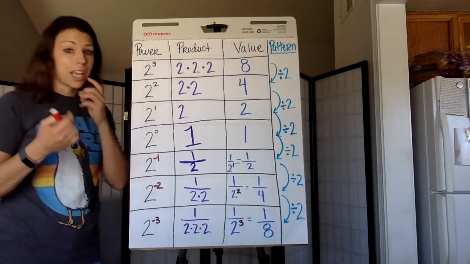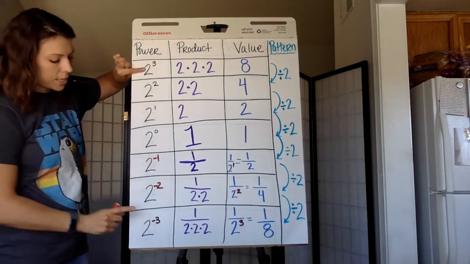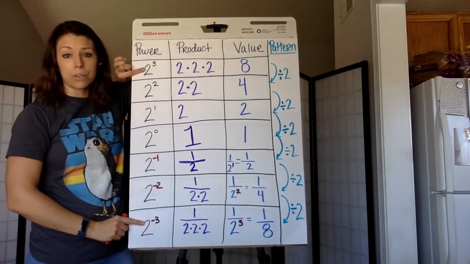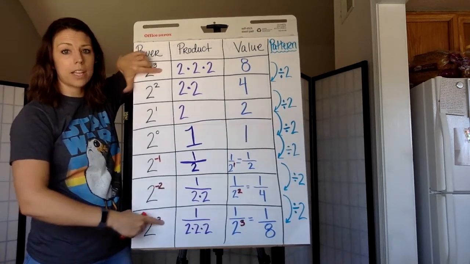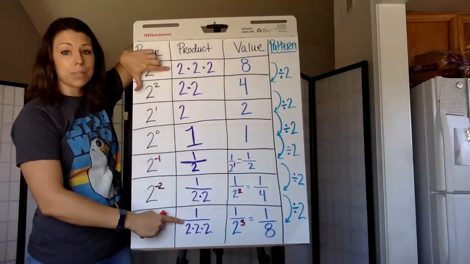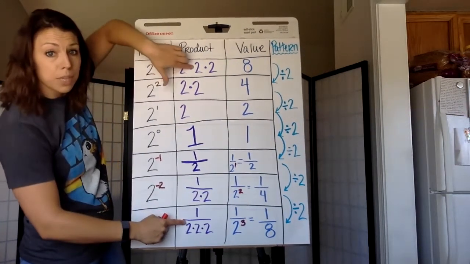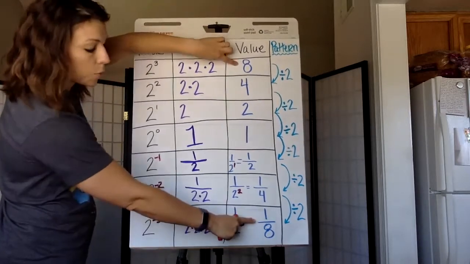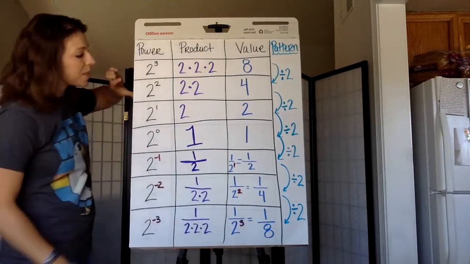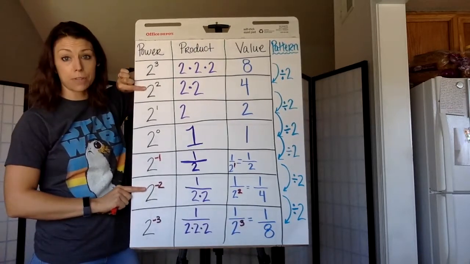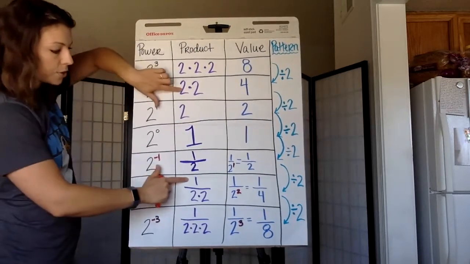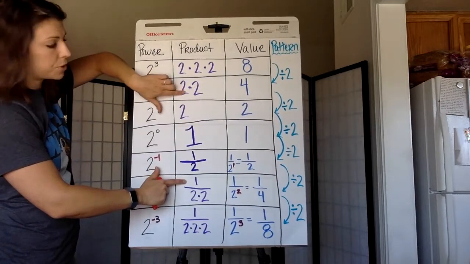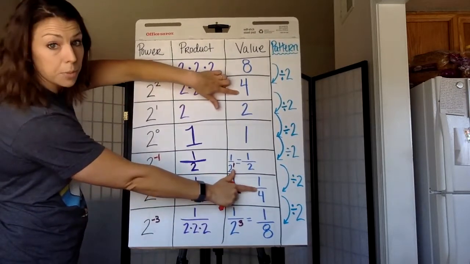In fact, you would also notice that 2 to the 3rd is the reciprocal of 2 to the -3rd. Why? Look at these. These are reciprocal expressions. You have 2 times 2 times 2 in the numerator, 2 times 2 times 2 in the denominator, and 8 and 1/8 are reciprocals. 2 to the 2nd is the reciprocal of 2 to the -2nd, because 2 times 2 is the reciprocal of 1 over 2 times 2, and 4 is the reciprocal of 1/4.